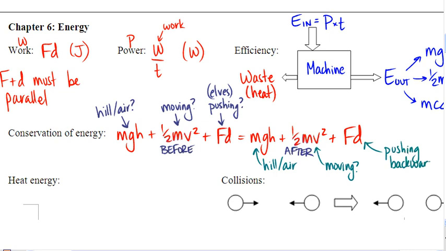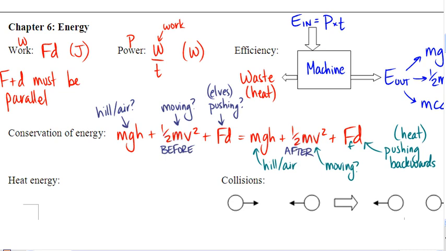And I mentioned this quickly in the Chapter 5 section. What force pushes backwards? That's the force of friction. So if you see any friction in there, it's going to be the F times D on the right-hand side. Sometimes we'll call that term heat, because that's what friction creates.